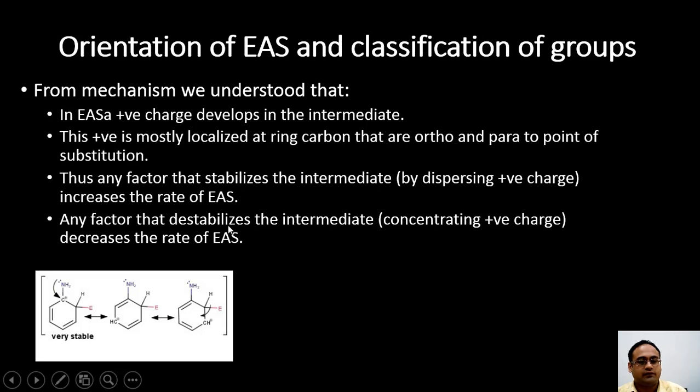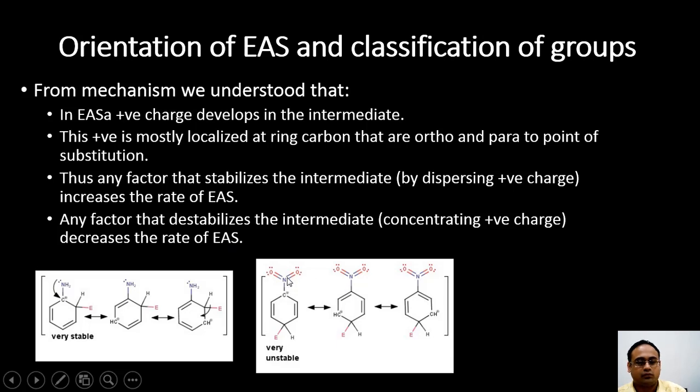On the other hand, any factor that destabilizes the intermediate, it could do this by concentrating a positive charge in the ring, will decrease the rate of the reaction. For example, if you try to perform electrophilic aromatic substitution on nitrobenzene, then suppose if the electrophile is adding at the para position, then an intermediate will be formed in which the positive charge is on the carbon atom which is directly attached to the nitro group, and this group is already electron withdrawing.